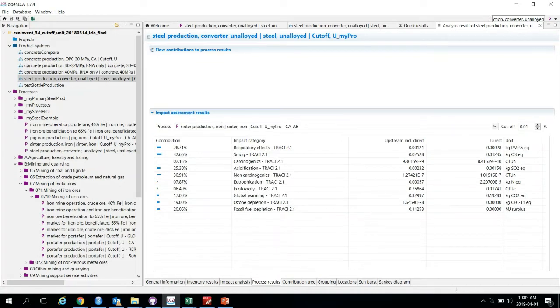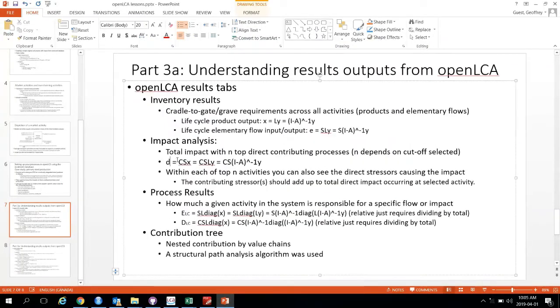Right now I have it on sinter production, which was a process we created earlier, and we can see what it contributes to in terms of what it's responsible for. So it's direct and everything upstream. This equation I actually haven't introduced you to in terms of how to calculate it, but it is possible to derive with matrix algebra.